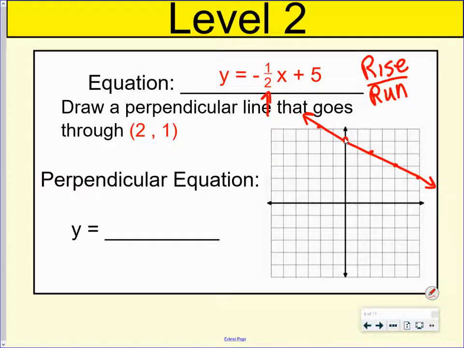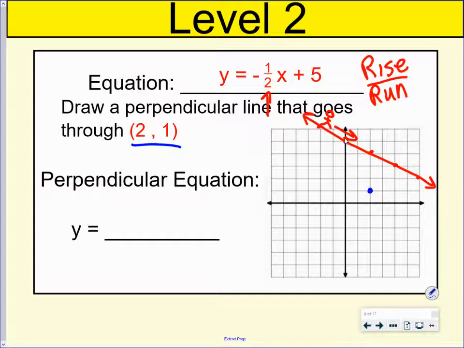And we see that this is negative. If we had a little stick person on here, going left to right, we are going downhill. So we're going -1/2 x plus 5 is the equation of this line. We want to draw a line perpendicular to this line that goes through this point right here, 2, 1. So we're going to come over on the graph and graph the point 2, 1, which is right here. And I want to draw a line that's perpendicular.